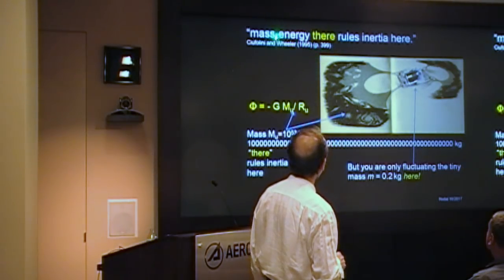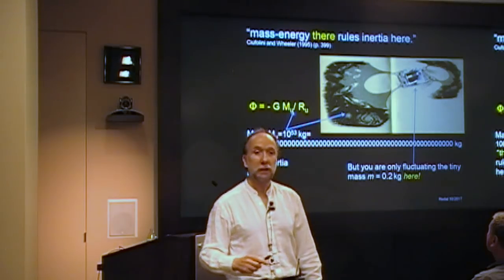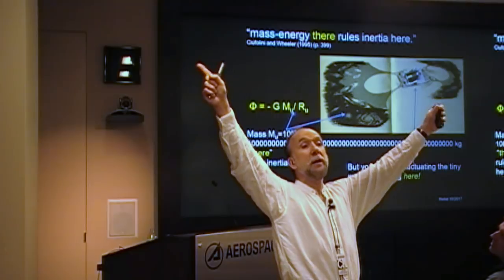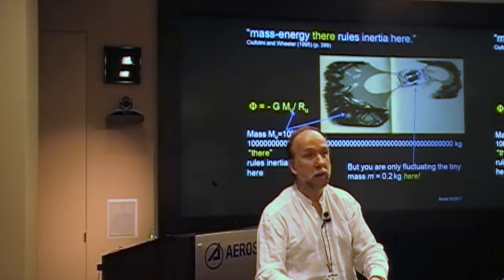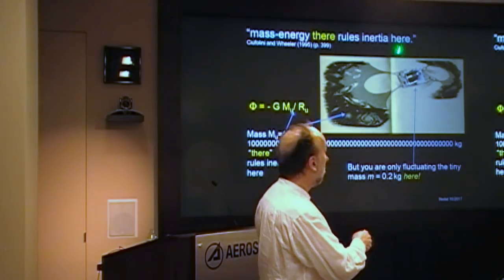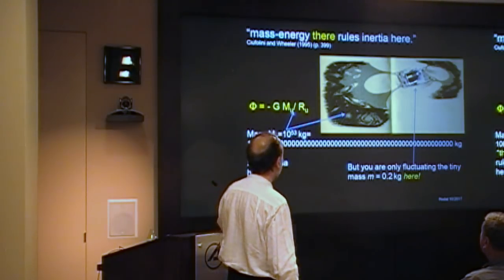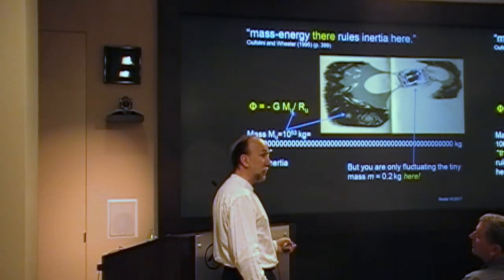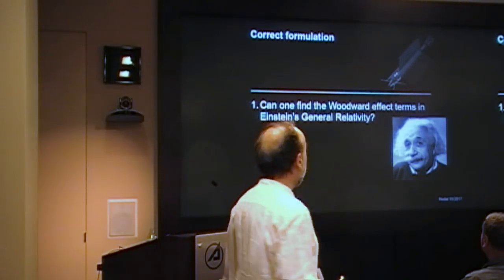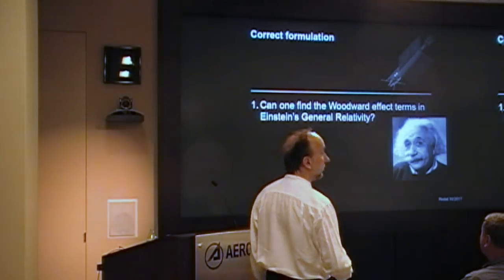But when people repeat this, mass energy there rules inertia here, it's a contradiction with what one is doing, because we are not fluctuating the mass energy out there, which is ruling the inertia here. We are trying to change the inertia here by fluctuating the mass here, a contradiction with what is being said here, like a mantra. People are not thinking about what that means. So, correct formulation. Number one, can we find the Wilbur effect terms in Einstein general relativity?